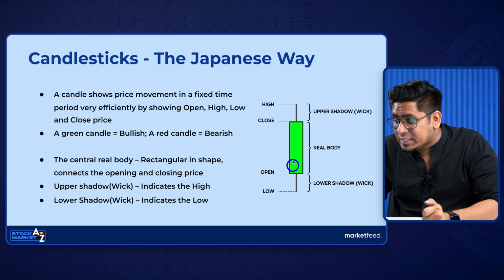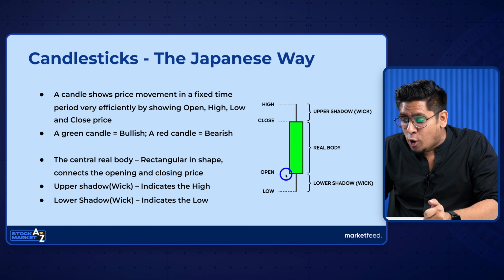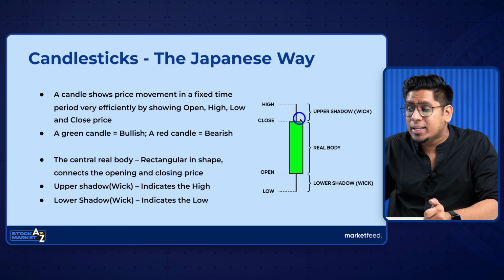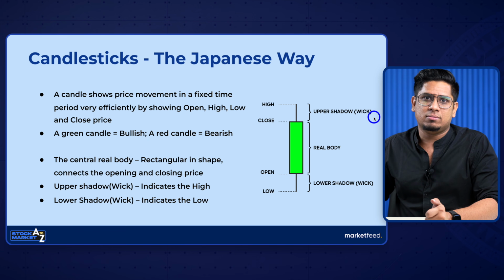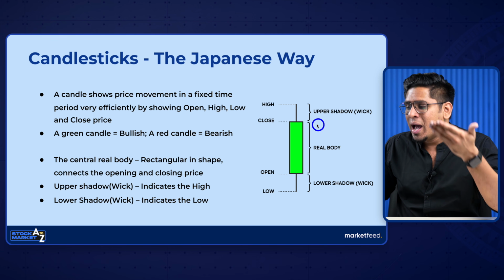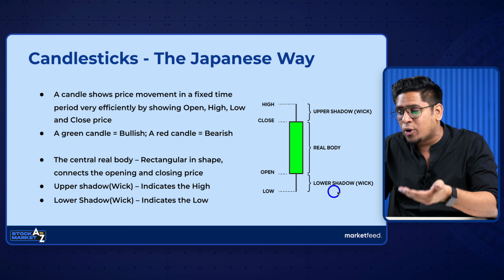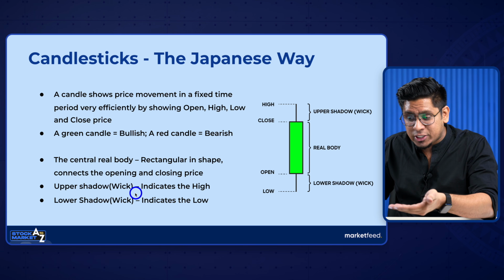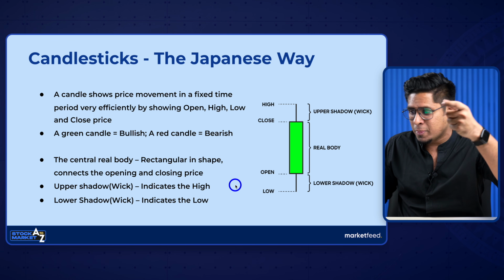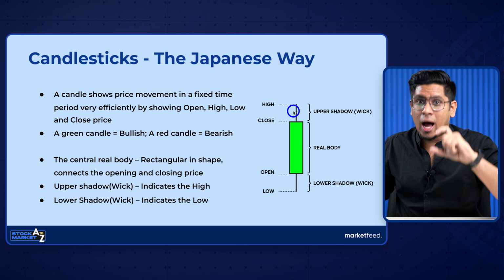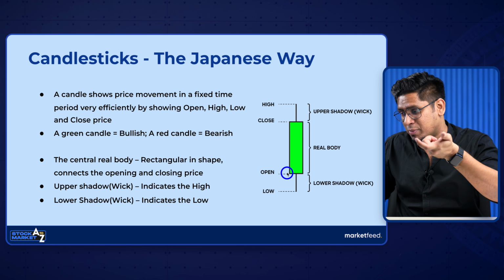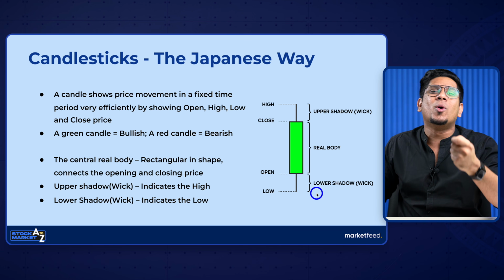Cool. Now, as you can see here, up top and down below, there are wicks or these lines here, right? Those are either called shadow or wick. The one on the top is obviously called upper shadow or upper wick. The one at the bottom is called a lower shadow or lower wick. As you can see here, the upper shadow or wick indicates the high. From the close to high is called the upper shadow or wick, or from the open to low is called the lower shadow or wick.